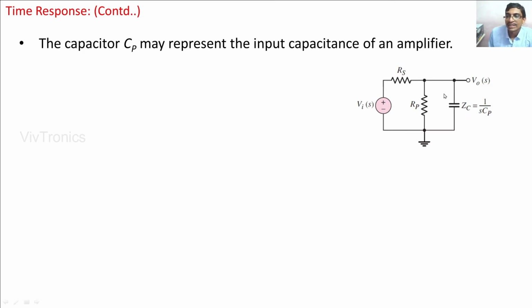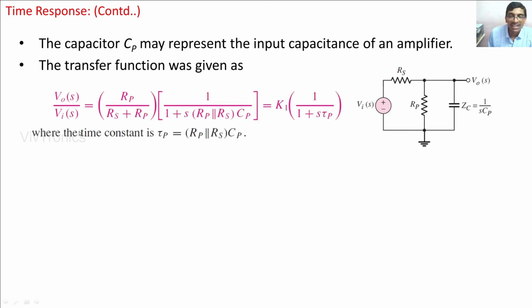So here I am assuming Rs and Vi(s) form the source and its source resistance, Rp is the input resistance of our amplifier, and Cp is the input capacitance of our amplifier circuit. Therefore, the reactance of this capacitor can be taken as Zc equal to 1 by s Cp. The transfer function of this circuit can be given as Vo(s) divided by Vi(s) equal to Rp divided by Rs plus Rp into 1 by 1 plus s into (Rp parallel Rs) into Cp, which was already derived in the last videos.